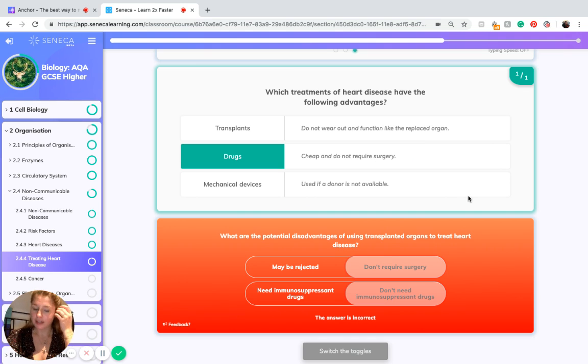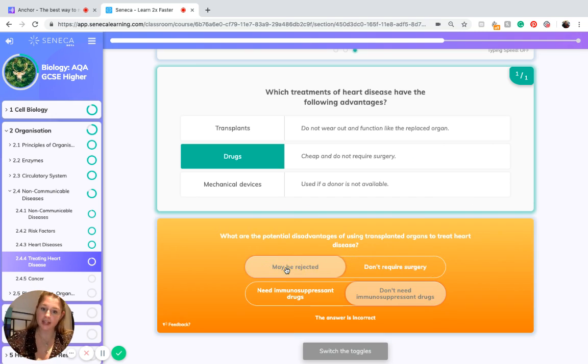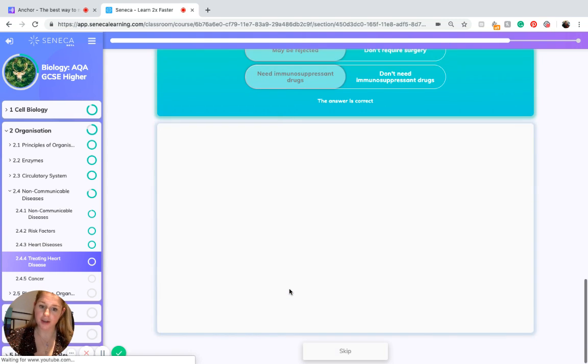And what are the potential disadvantages of using transplanted organs? As I just mentioned, we know that they may be rejected, and you also need to take immunosuppressant drugs, which increase the chance of developing a disease.